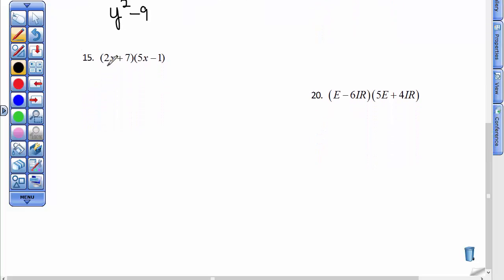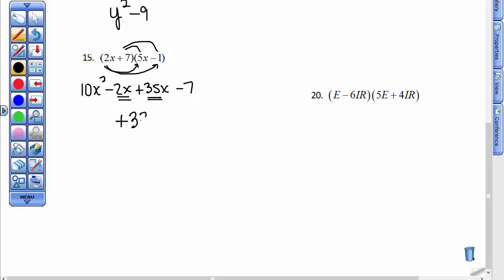When I FOIL this next one, 2x times 5x is 10x squared. Some people forget the squared for this for some reason. They want to call it 10x. It's only these two. 2x times a minus 1 is a minus 2x. 7 times 5x is a positive 35x. And 7 times a minus 1 is a minus 7. If you were able to catch these two in your head and add them to be 33x in your first step, great, because here's your final answer, a trinomial. So often a binomial times a binomial is often a trinomial.